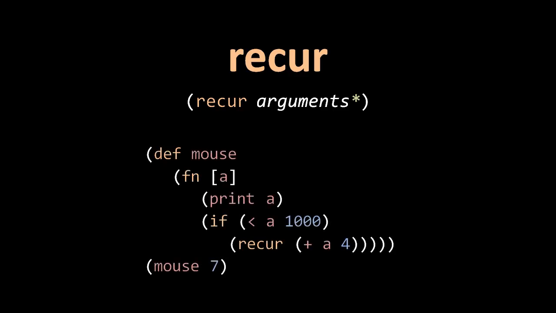So here, for example, we have a function which takes in a parameter. It prints the value of that parameter, and then if that value is less than 1,000, it will call the function again, except with that parameter plus 4. So if we call mouse with the argument 7, what you will see is first 7, then 11, 15, 19, 23, 27, and so forth, up until the call where the parameter is greater than 1,000, then it will stop. And because this function uses recur to make its recursive calls, a call to the function will only ever take up one stack frame.